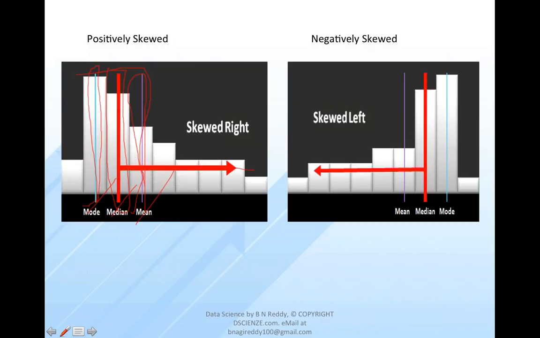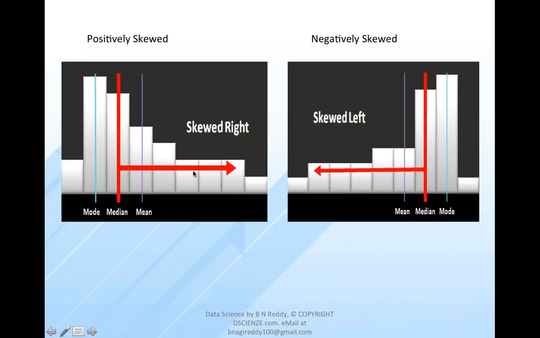Most of the values are on the right side. We have four values here. This is called skewed right. It means the data distribution can be understood just by watching a view.